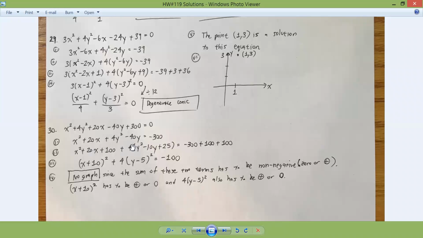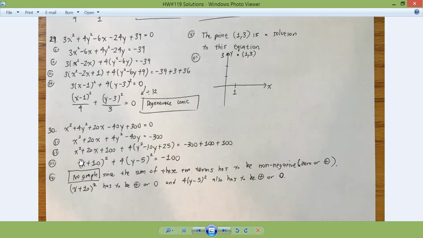And then for the y terms, I first factor out 4. You get 4 times y squared minus 10y. And then to complete the square, you take negative 10, the linear coefficient, negative 10 divided by 2. You square that, you get 25. But remember, you have to add 4 times 25 to both sides, right? So you add 100 to the right-hand side as well to keep the equality of the equation.